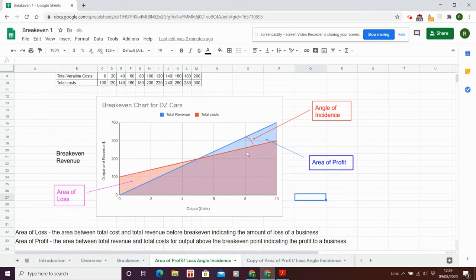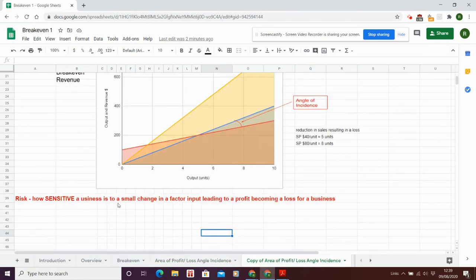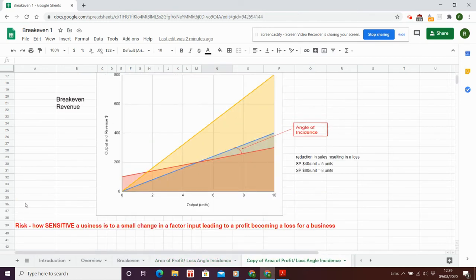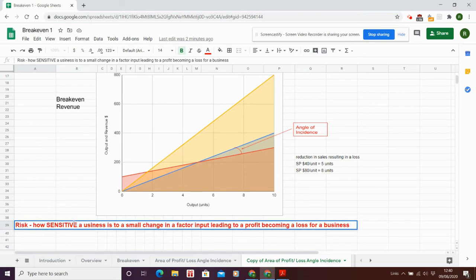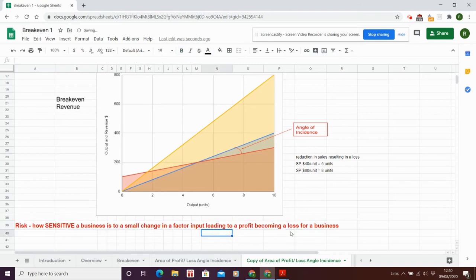There are two things that we use to measure risk. One is the angle of incidence, and the other is the margin of safety, sorry. And risk is how sensitive a business is to small changes in the factor input, leading to a profit becoming a loss for a business.